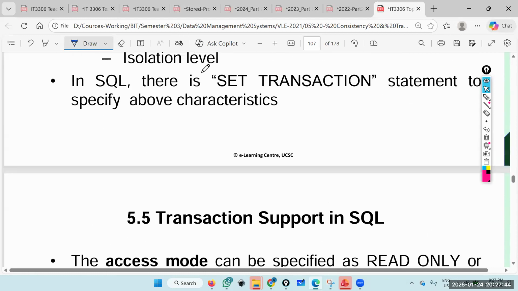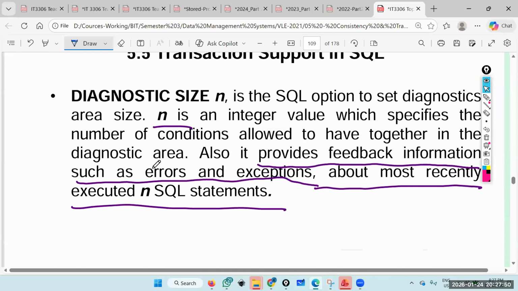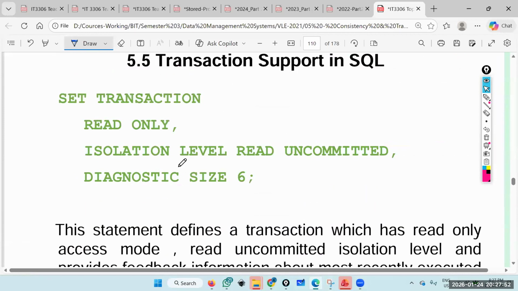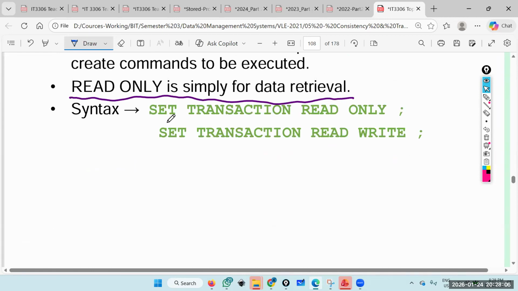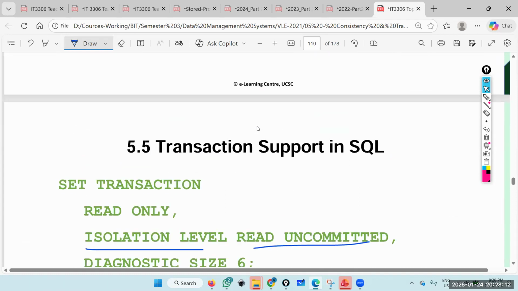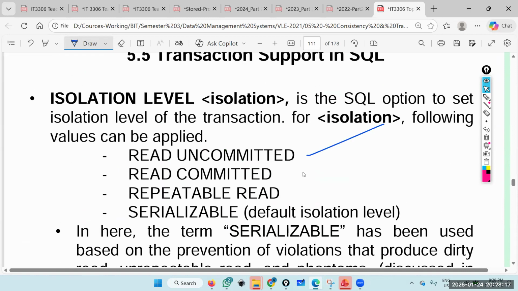Right. Transaction support in SQL. So you can set it into different levels. Isolation level, read uncommitted, right? Read only, read write. I don't know what these two are. I think that is syntax. These are the standard values: read uncommitted, read committed, repeatable read, serializable. This is the default. This is where all the issues are handled.